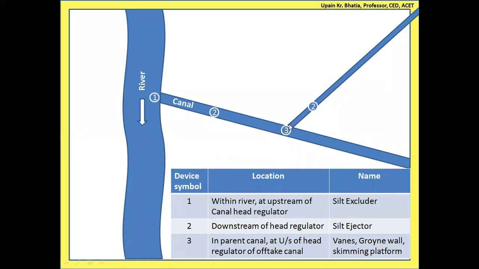And if it has entered into this canal somehow, if we want to remove it, then device 2 is to be installed. So it's not that every time after diversion we need to install a silt ejector. It is need based. If it is required to remove the silt content from this, then this device is to be provided. Otherwise, if you have provided one just here, then there is no need further.